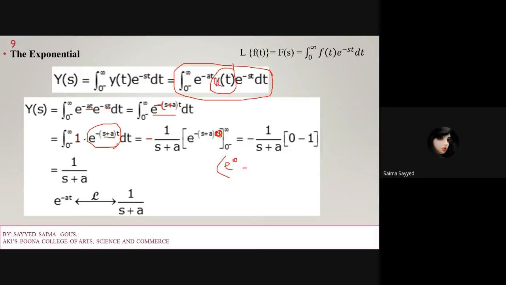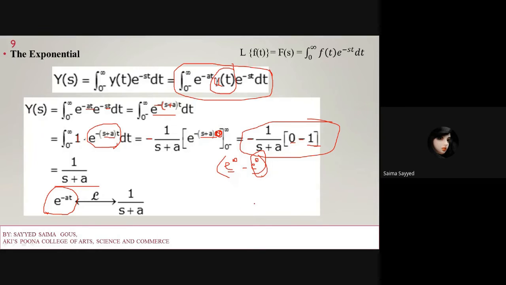After substituting it will become e raised to 0, multiplied by anything, 0, e raised to 0. So e raised to infinity is nothing but 0 and e raised to 0 is nothing but 1. So it will become minus 1 upon S plus A into 0 minus 1. Now again minus minus, so it will be plus 1 upon S plus A. So the Laplace transformation of e raised to minus AT will be 1 upon S plus A.